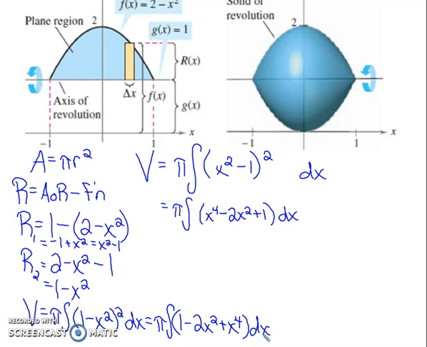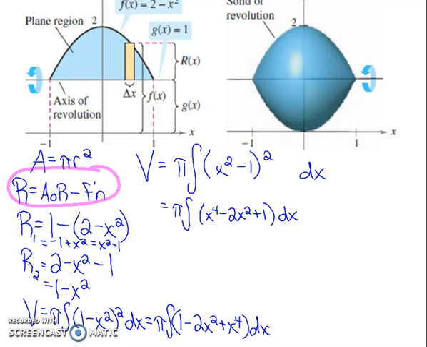So what I'm trying to show you here is that it doesn't matter the order that you find the length of your radius in. As long as it's the axis of rotation minus the function, or the function minus the axis of rotation, the order you subtract in doesn't matter because we're squaring it when we put it into our pi r squared area formula.